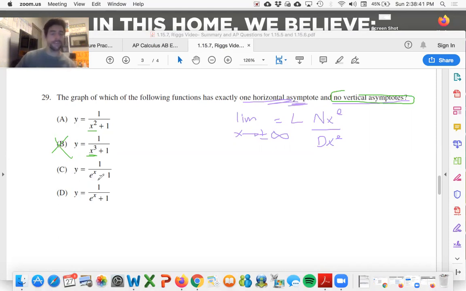C is interesting because if I had e to the 0, that also equals 1. 1 minus 1 would be 0, and so this would have a vertical asymptote where x equals 0.